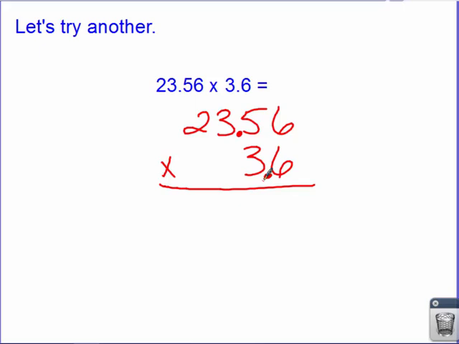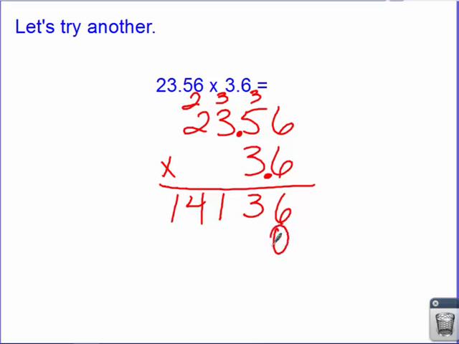Now I just multiply like I've always multiplied, as though the decimals weren't even there. So 6 times 6 is 36. 6 times 5 is 30, plus 3 is 33. 6 times 3 is 18, plus 3 is 21. 6 times 2 is 12, plus 2 is 14.